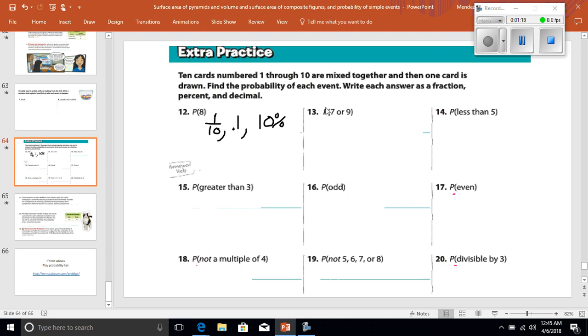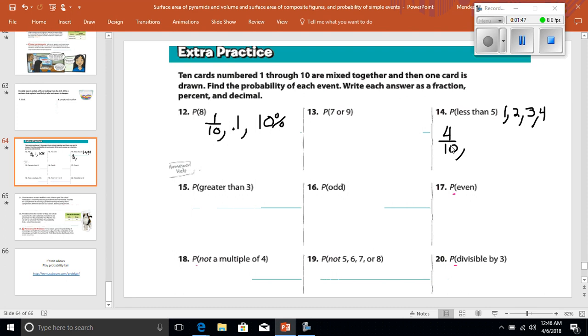Number 13, I'm leaving for you, and I'll do number 14 since I'm doing all the evens. Number 14 says less than 5. Well, what numbers are less than 5? There's, of course, 1, 2, 3, and 4. And that makes 4 out of 10 cards that are less than 5. So our fraction will be 4/10.